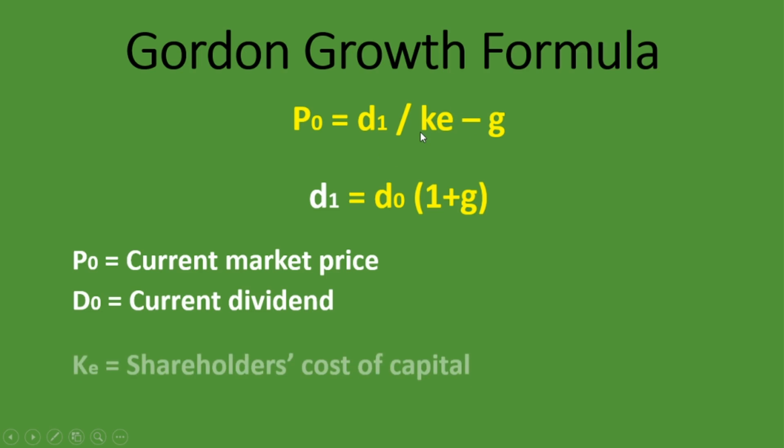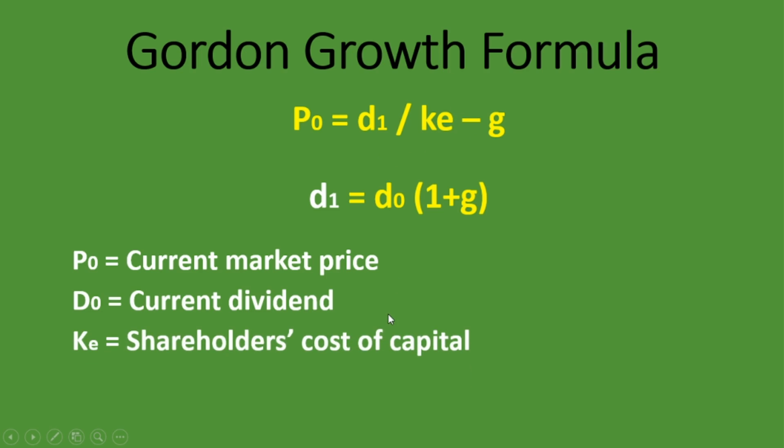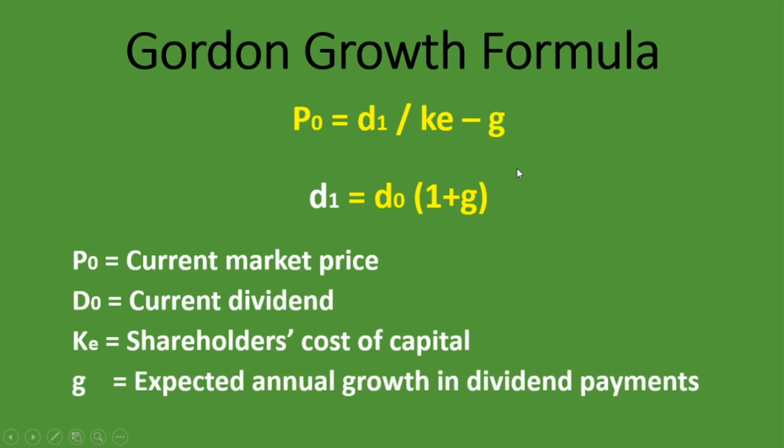And what does KE stand for? KE is the shareholders' cost of capital. In other words, this is the required rate of return, the return that the shareholders require for investing in the shares of the business. It's the percentage that they require. And then what does G stand for? G is the expected annual growth in dividend payments. Now that we know what all these letters stand for, it's going to be easier for us when we're doing the examples. Just take note that KE might sometimes be written as RE, so they can be used interchangeably. Your formula might have RE instead of KE, and it just means the same thing.